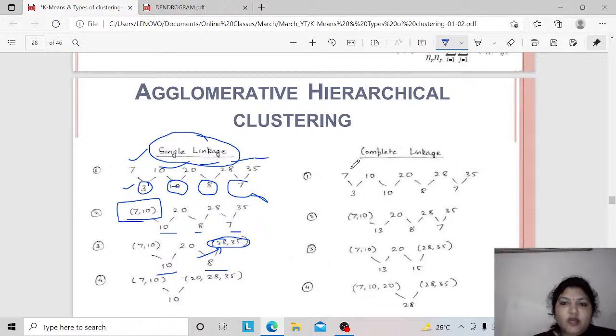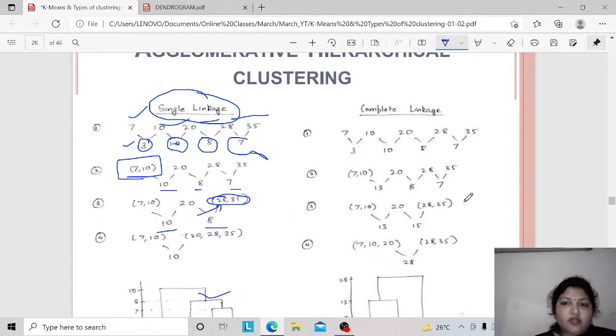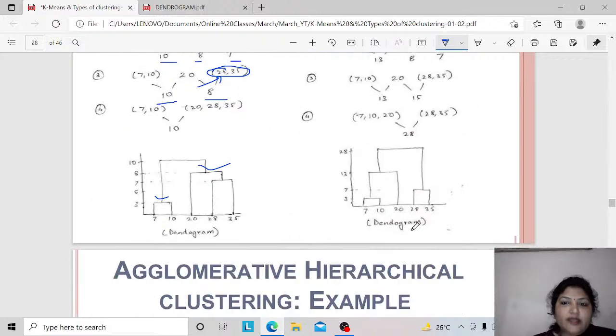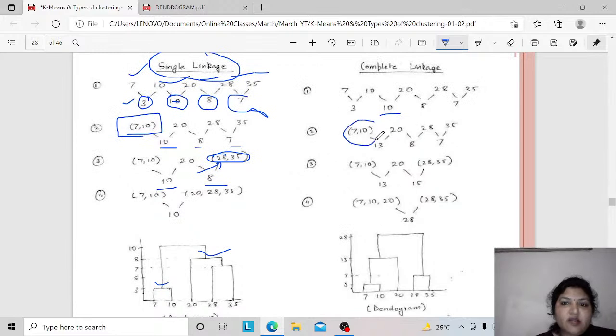In the complete linkage part you have the same procedure, but here we are going to combine with the maximum distance. So here what we have is 10 as the maximum distance, so we have clubbed it like this. 10 and 20, so it would be like this. We are clubbing with the first part, that is 7, 10. Then we find out the distance. 7 minus 20 would be 13, and then 28 minus 20 would be 8, and 35 minus 28 would be 7. So here what is my maximum distance? That would be like this.